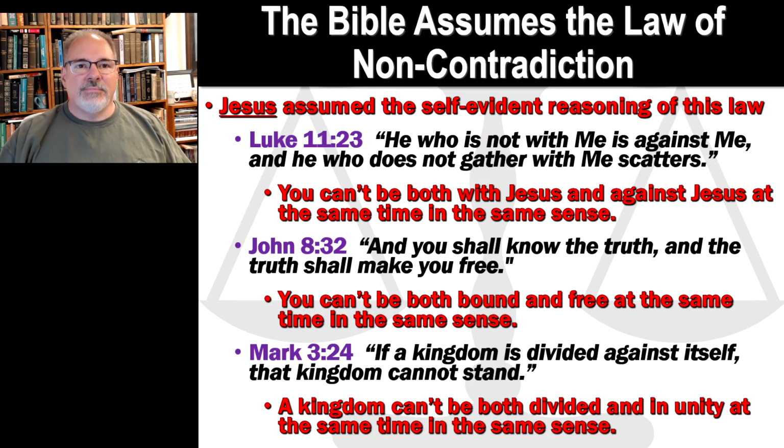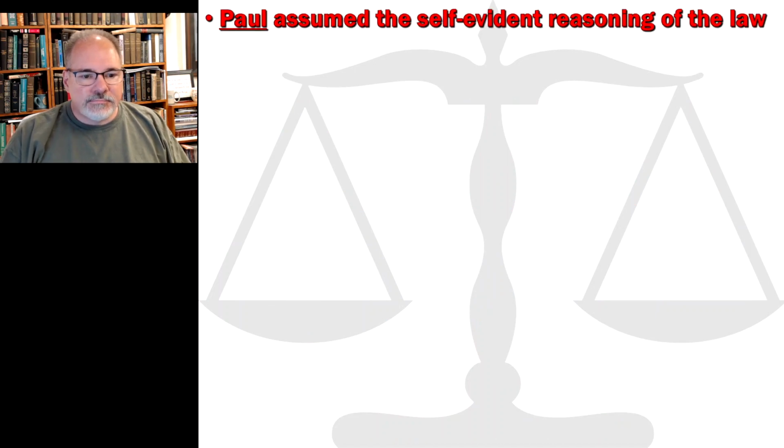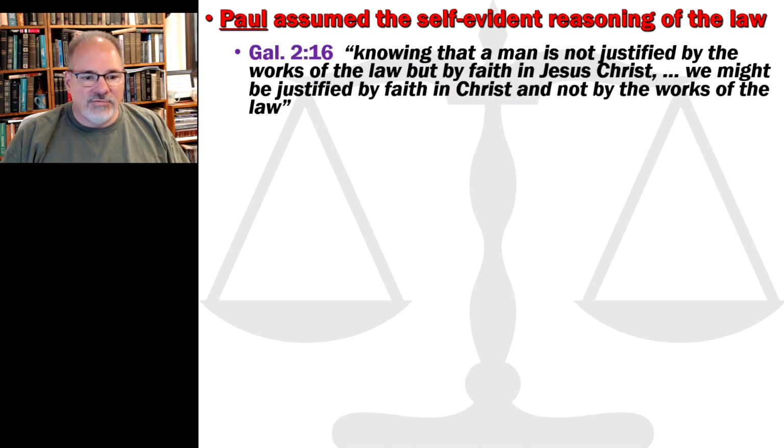What I'm doing is showing you in the Bible how these statements assume that we think like this, which is why we're talking about this kind of thinking method, all right? Paul assumed the self-evident reasoning of the law of non-contradiction. In Galatians 2:16, he said, "Knowing that a man is not justified by the works of the law, but by faith in Jesus Christ, we might be justified by faith in Christ and not by the works of the law."